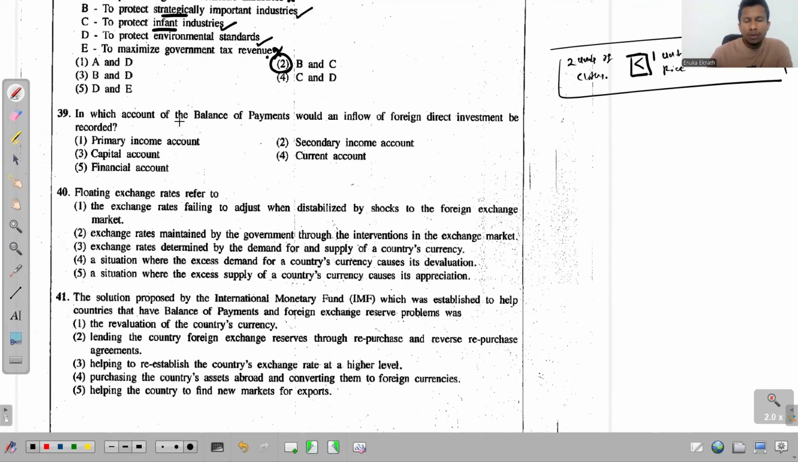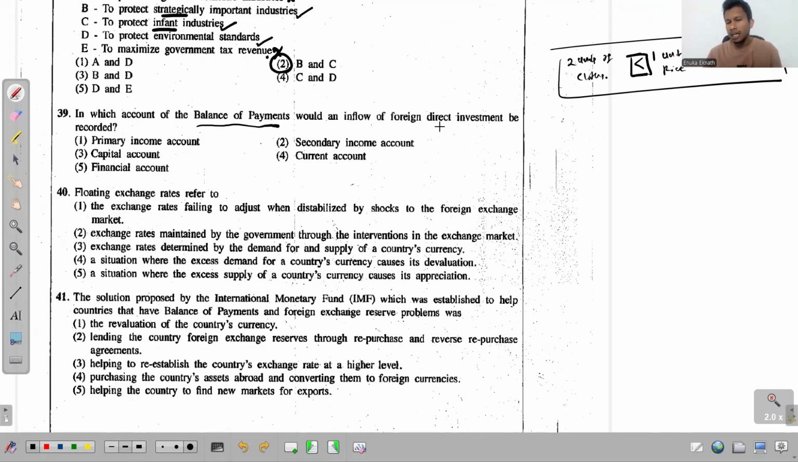In which account of the balance of payments would an inflow of foreign direct investment be recorded? Okay. If it's a foreign direct investment, and let's assume that we receive that in the form of cash, where do we record it? I mean, what's the double entry relevant to this direct investment?